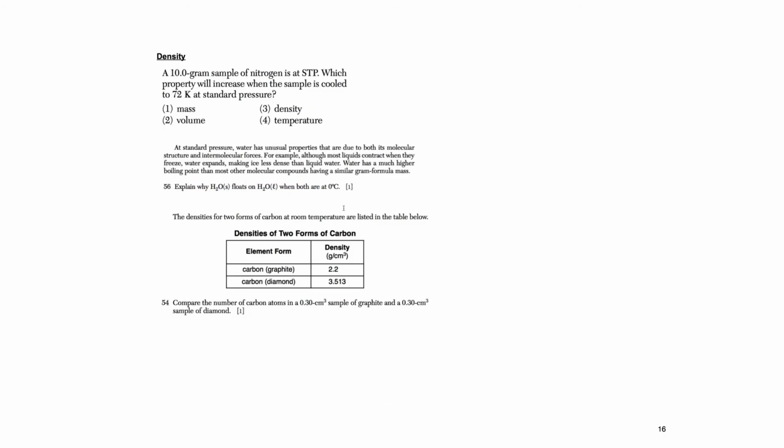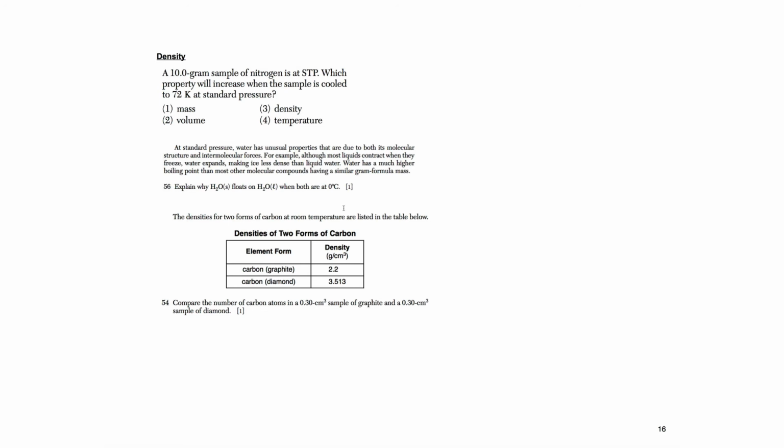So if we look here, which property will increase when the sample is cooled at 72 K? It's going to be the density, obviously because it's in the density chapter. Explain, so at standard pressure, water has unusual properties. Okay, you can read the whole thing. Explain why H2O solid floats on H2O liquid. So in the paragraph, it tells you that when H2O freezes, its particles actually expand, which makes it less dense because now it's less tightly packed. So H2O solid will float on the liquid because it's actually less dense than the liquid.